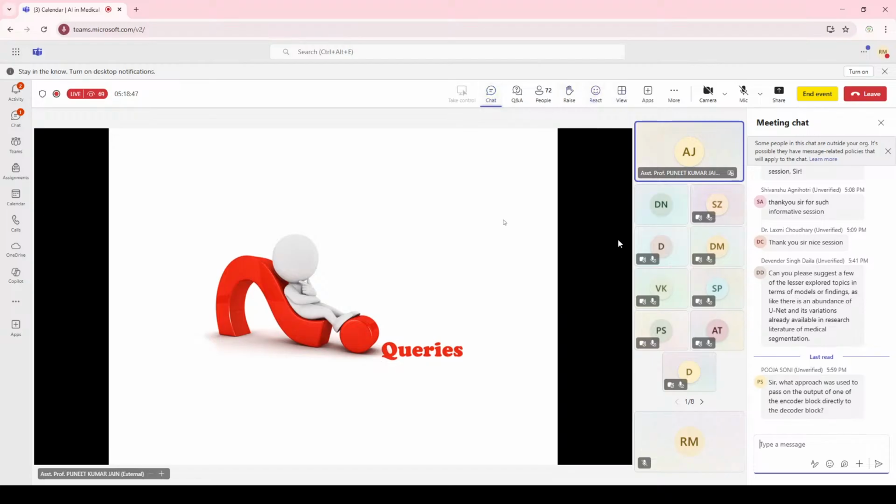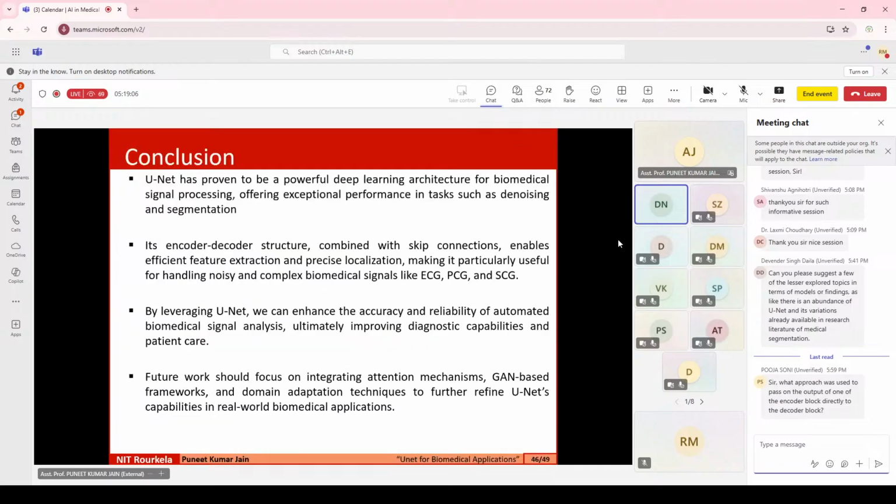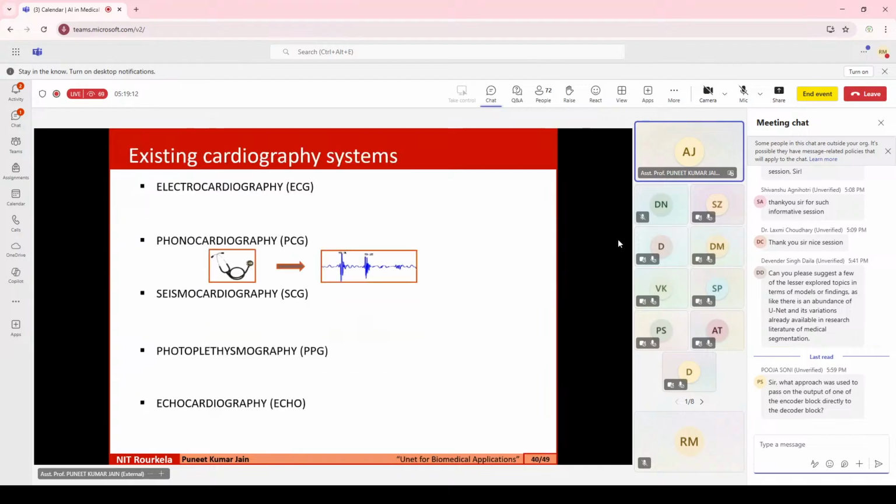I did not get the exact question, but are you asking about the skip connection? In that case, there is no tricky part here. If I go to that slide, the output of the encoder block is passed on.